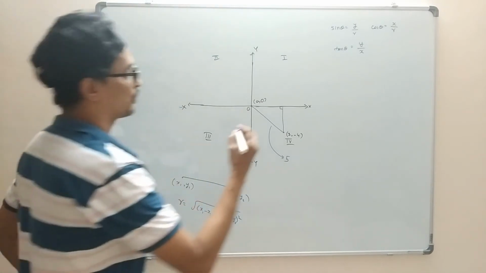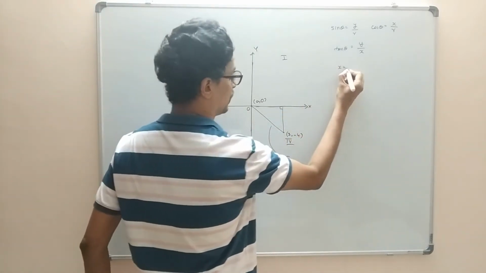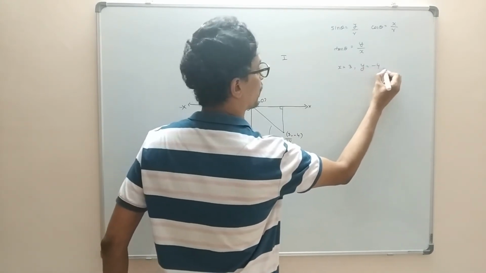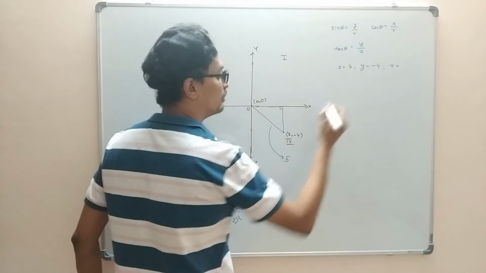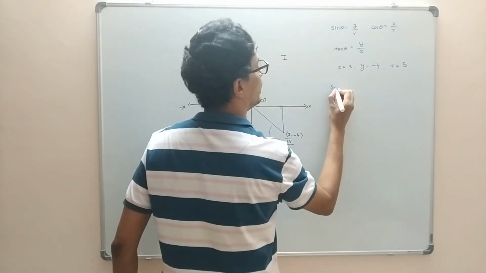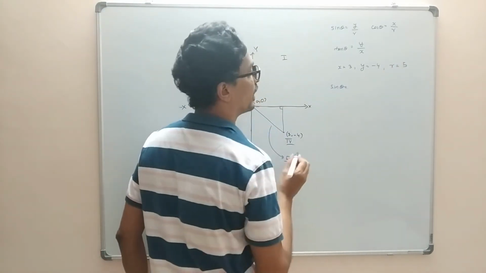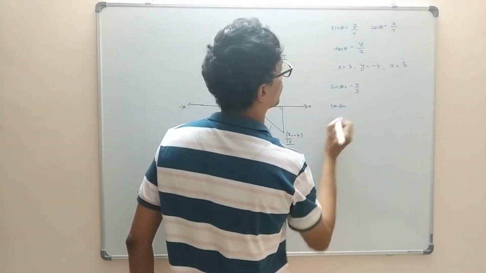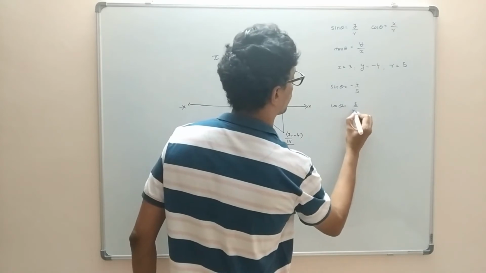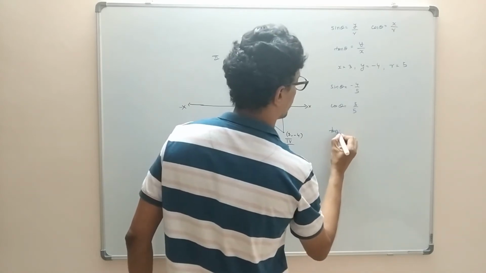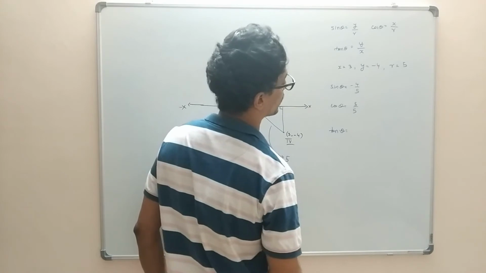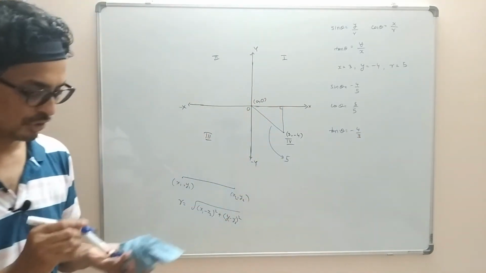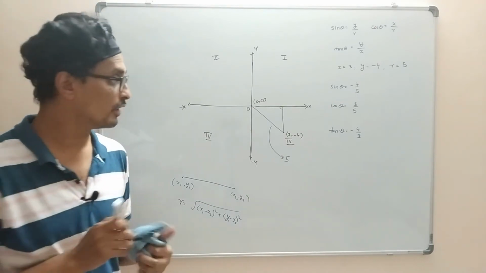Okay, so now we have x equal to 3, y equal to minus 4, and r equal to 5. Then sin theta is equal to y by r, that is minus 4 by 5, cos theta equal to x by r, that is 3 by 5, and tan theta, that is sin theta by cos theta, so it will be minus 4 by 3. Then take the inverse of these, and you can find out all the other trigonometric ratios.